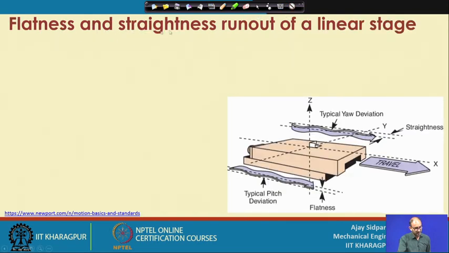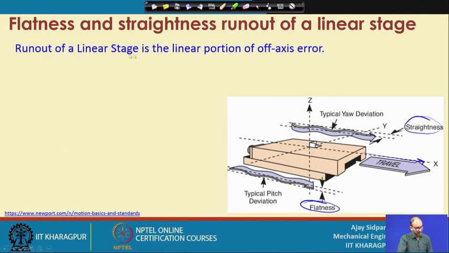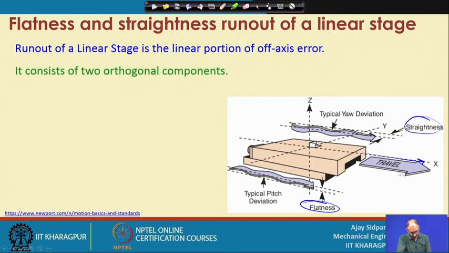Right. So, this is the flatness and straightness error in a linear stage. Now, if you consider this particular diagram, your whole table is moving in the x direction. So, this is the direction of the x motion. Now, there are two errors, one is the straightness error and another one is the flatness error. So, how do you define the straightness error and flatness error? The runout of a linear stage is the linear portion of the off axis error. Off axis means that we intended to move in the x direction, but it is moving in the x direction along with some deviation in the y direction and the z direction.